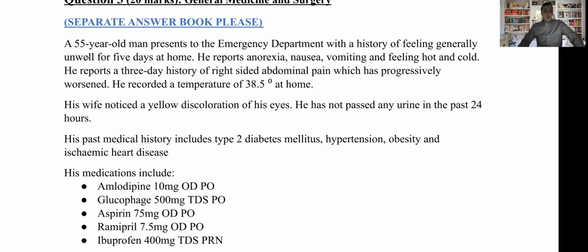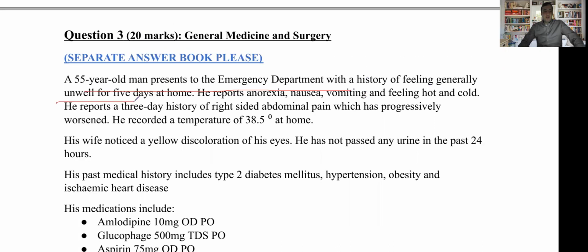So here we have a 55-year-old man presents to the emergency department with a history of feeling generally unwell for 5 days at home. So he reports anorexia, nausea, vomiting, and feeling hot and cold. He reports a 3 days history of right-sided abdominal pain, which has progressively worsened. He records temperature 38.5. So here, very important to mention, the patient has right abdominal pain and it's acute onset. All of these symptoms started in the last few days.